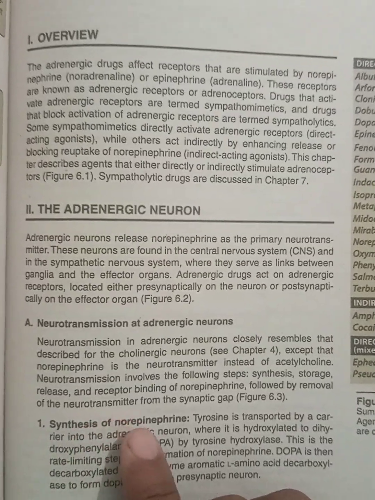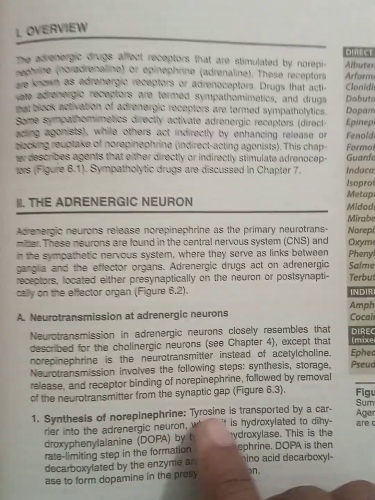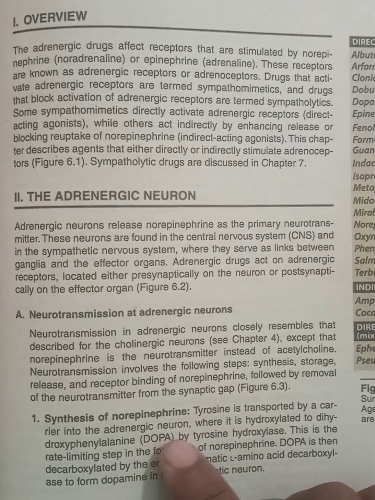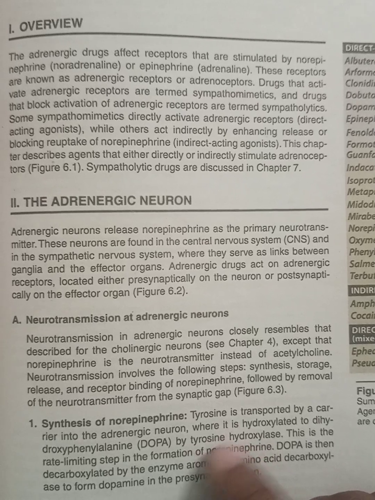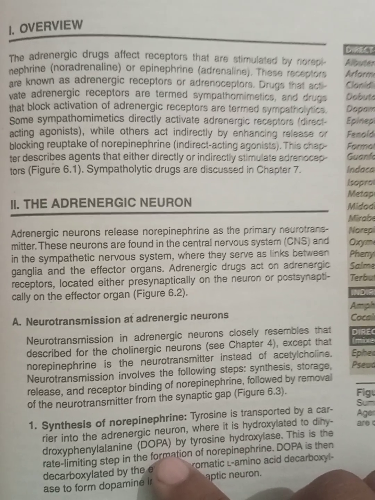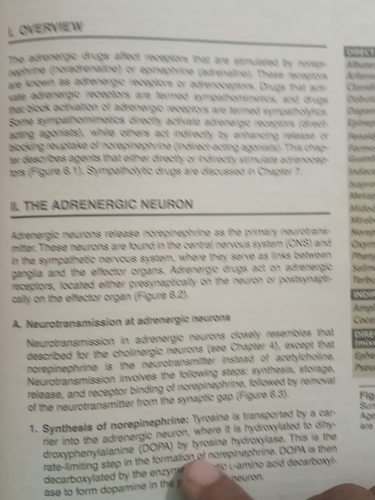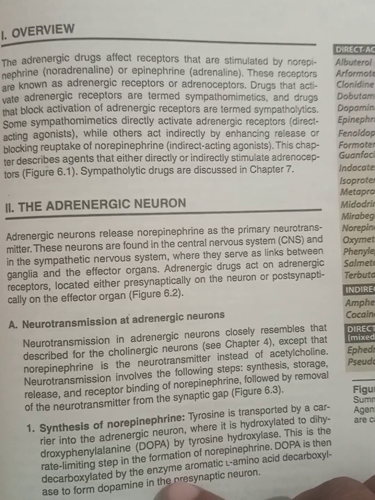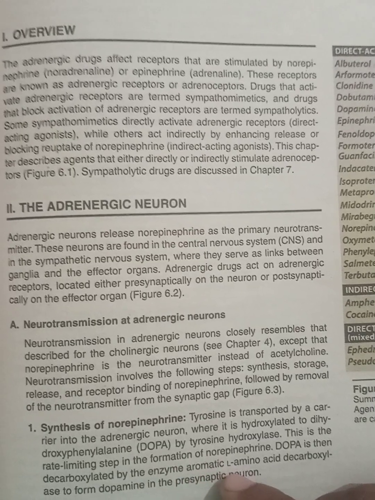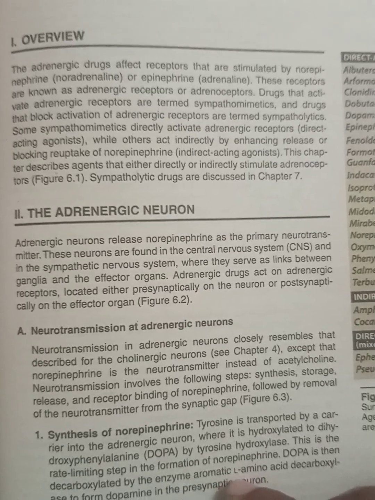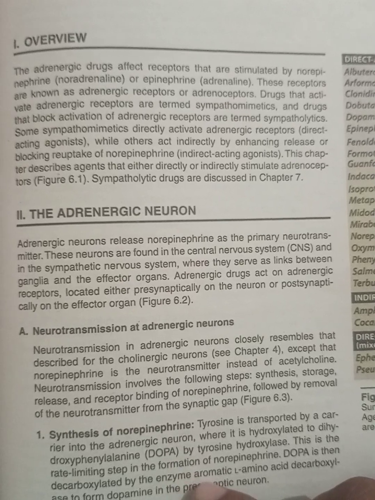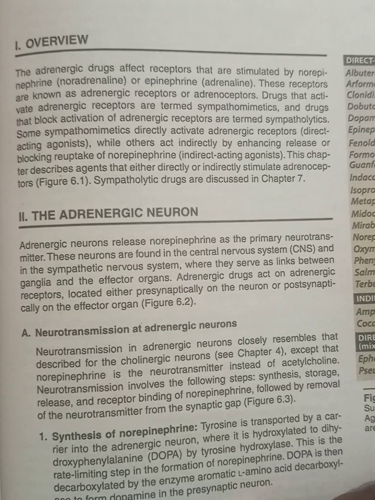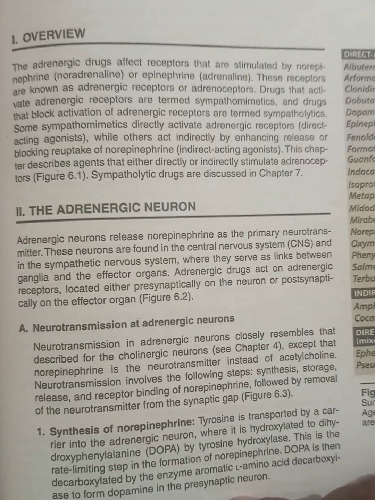Next, synthesis of norepinephrine. Tyrosine is transported by a carrier into the adrenergic neuron, where it is hydroxylated to dihydroxyphenylalanine by tyrosine hydroxylase. This is the rate-limiting step in the formation of norepinephrine. DOPA is then decarboxylated by the enzyme aromatic amino acid decarboxylase to form dopamine in the presynaptic neuron.